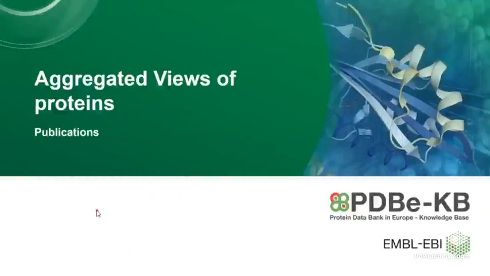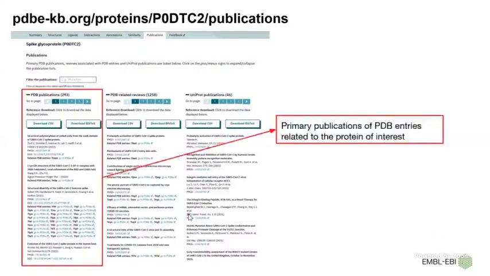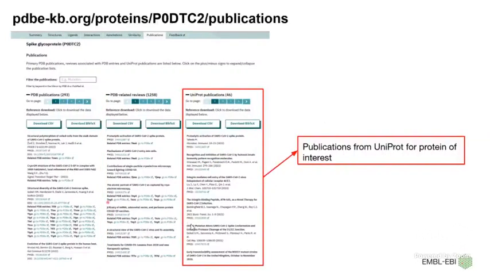Now, moving on to the publication information in the aggregated view of proteins. This is how the publication page looks. You can see there are three main sections. The first one being primary publications from PDBe entries related to the protein of your interest. Then you have reviews where the PDBe entries related to the protein of your interest are mentioned. And lastly, you see the publications from UniProt for the protein of interest.